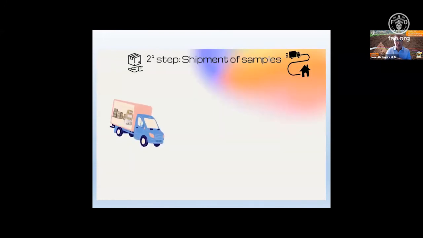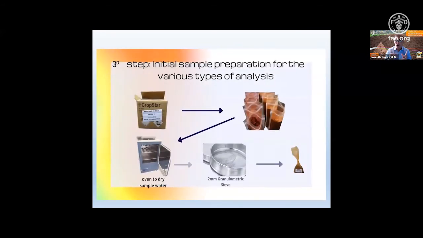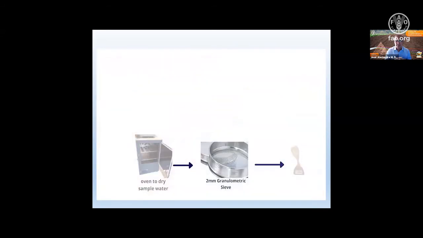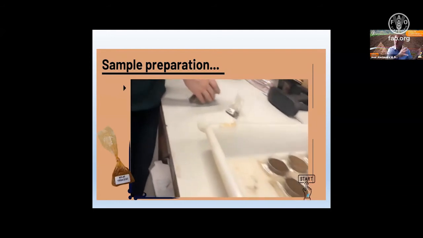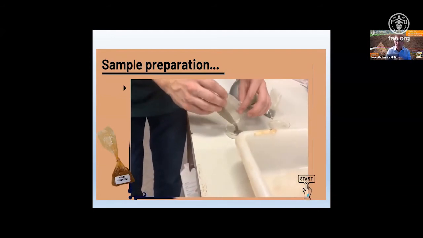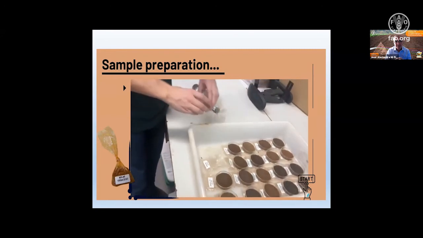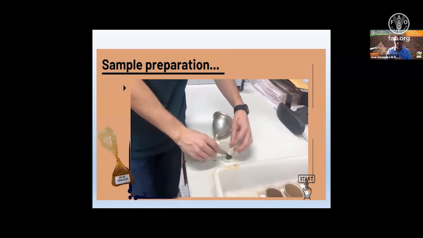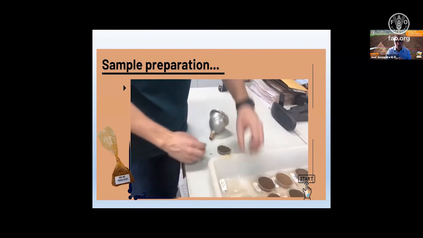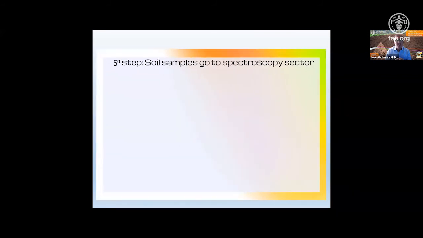So as you see on this part, it is all the same as what is already done: collect and ship. But when you receive and prepare the samples, you do not go to soil analysis. You go to spectral analysis. So it's a spectral sector inside the lab that will make all the preparation. For all of this, there are protocols that have to be used, and Dr. R.L. Bendar will speak about them in his speech.